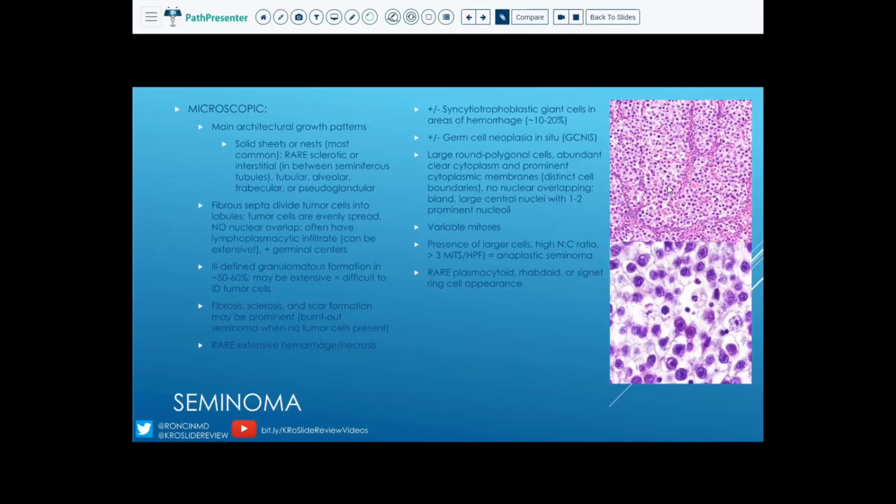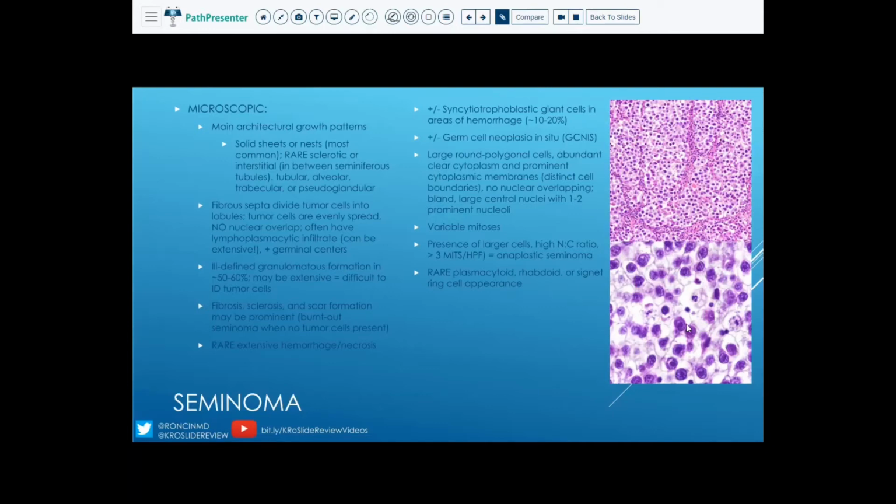If you have areas of fibrosis, sclerosis, or scar formation, if they're prominent and you're not really seeing tumor cells, we call that burnt out seminoma. Rarely you can see extensive hemorrhage or necrosis. You may or may not see syncytiotrophoblast giant cells in areas of hemorrhage, so again, these would be multinucleated. You may or may not see germ cell neoplasia in situ, or GCNIS, and there is an entire section on GCNIS within the handout.